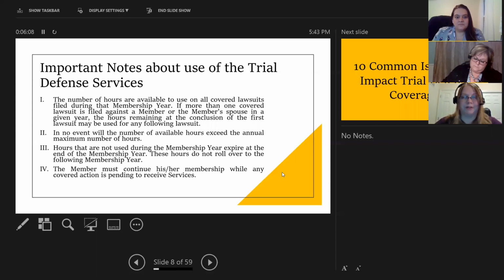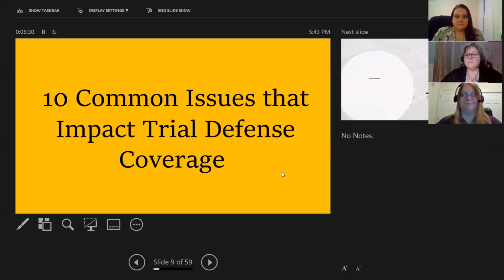And the member must continue his or her membership while any covered action is pending to receive services. That means that you don't join LegalShield, get your defense, and then, in the middle of the action, drop your LegalShield coverage. Once you terminate LegalShield services, these defense benefits are no longer available.